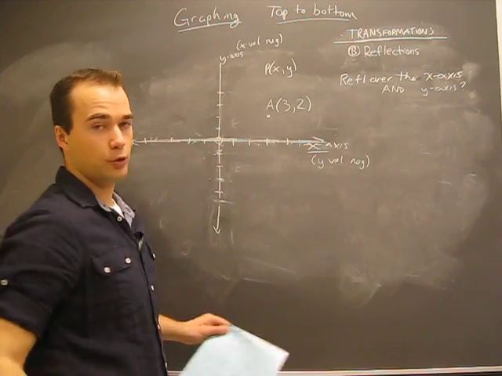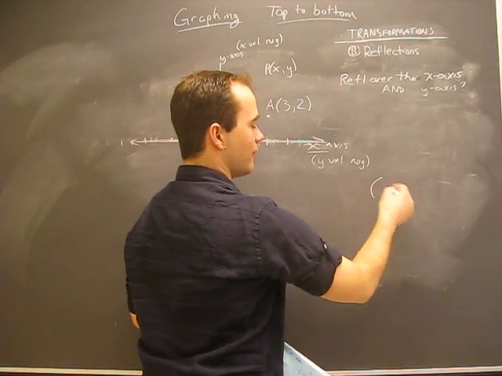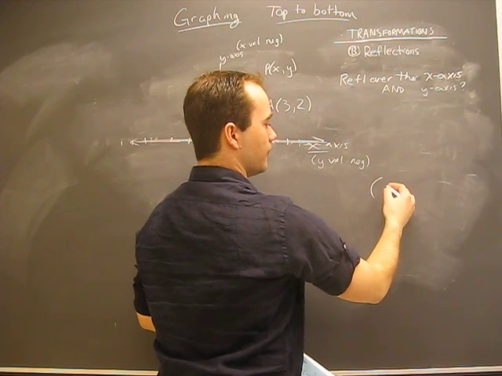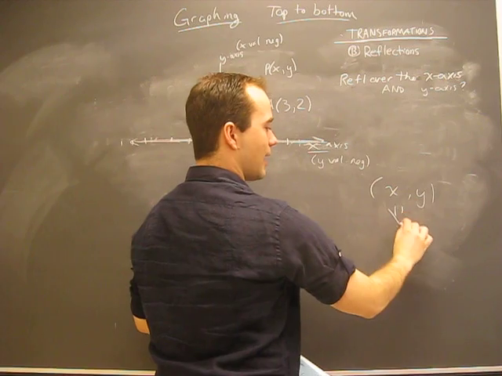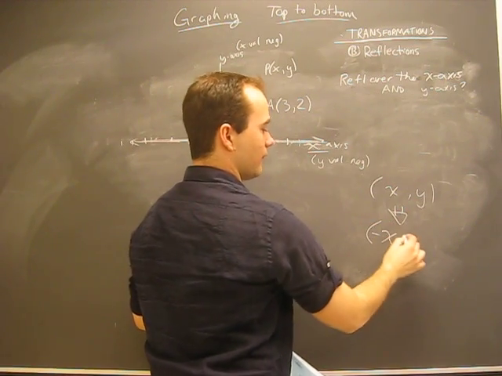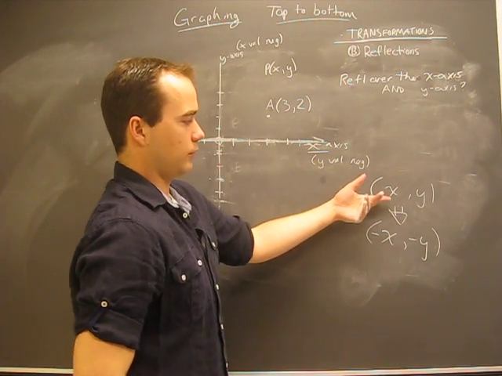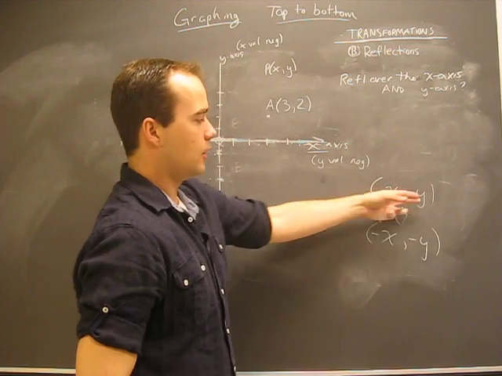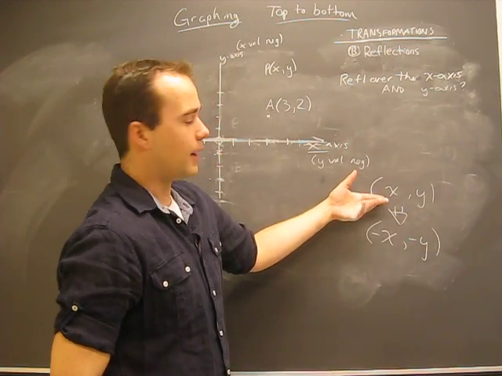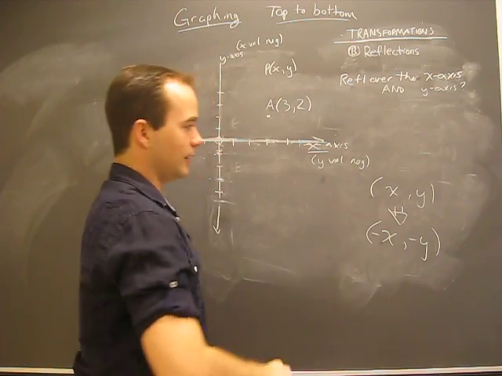Okay, so what happens when we do both? Well, it would make sense that if we have anything, like an x and a y coordinate, and we reflect over both, we will end up with a negative x and a negative y, because when we reflect over the x-axis, our y will become negative. When we reflect over the y-axis, our x will be negative. This is just symbolically what should happen. Let's see if it does.